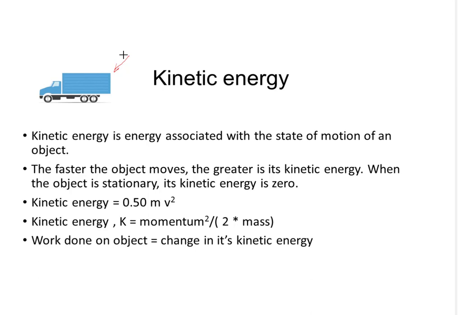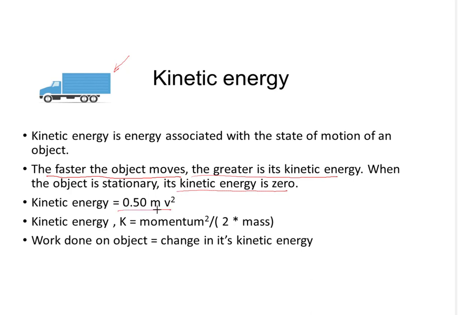So basically, the kinetic energy is the energy which is associated with the state of motion. The faster an object moves, the greater is its kinetic energy. And if an object is not moving, say the object is at rest, then the kinetic energy is zero. The formula for kinetic energy is half mv square.